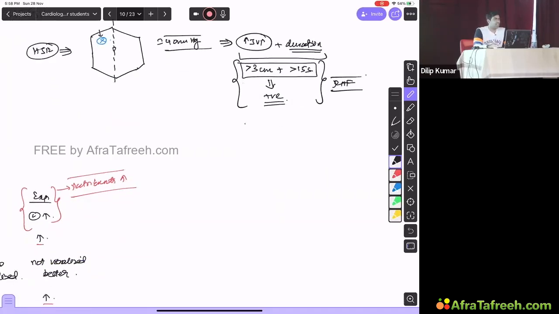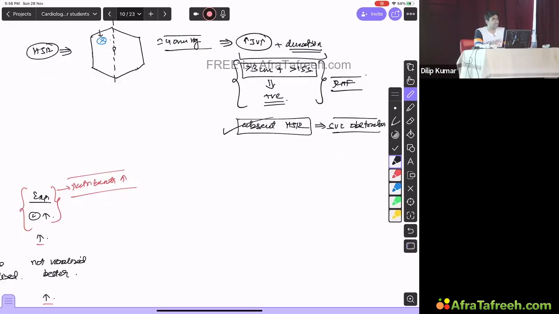There is another condition where you can get an absent hepatojugular reflex, which means there will not be even a slight bit of elevation in the JVP, however much you press. This will typically be seen in SVC obstruction, because no matter what you do, the pressure changes cannot be transmitted.